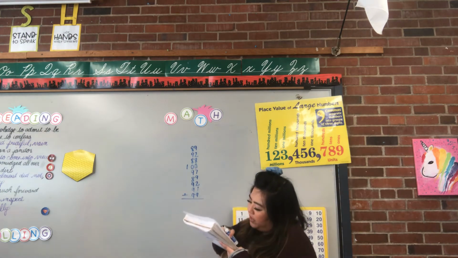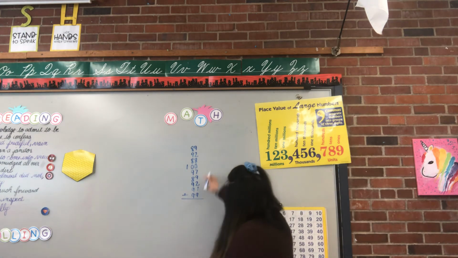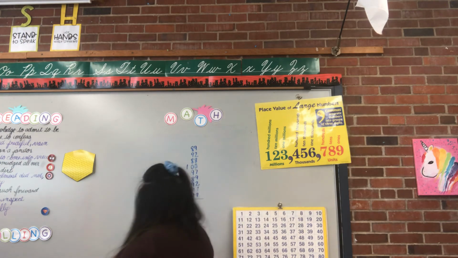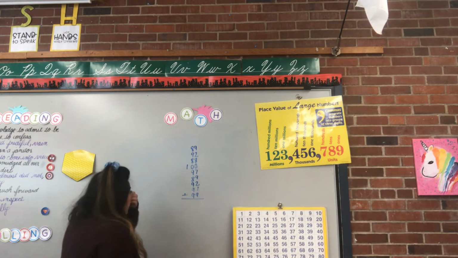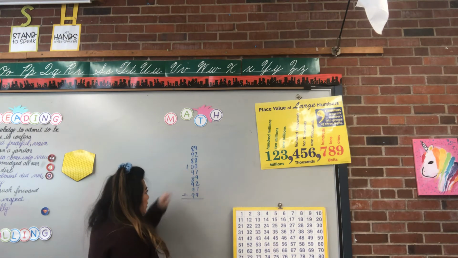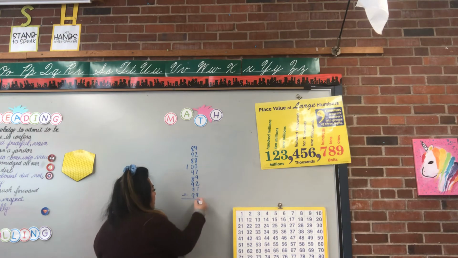Now let's just check. We have 1, 2, 3, 4, 5, 6, 7, 8, 9 numbers. Phew, we got all of them. Now it's the fun part of adding. 9 plus 2, 11 plus 8, 19, 19, 26, 35, 37, 38, 47.